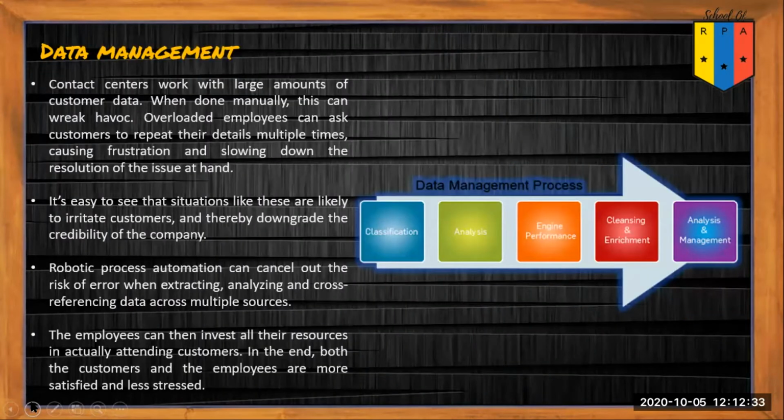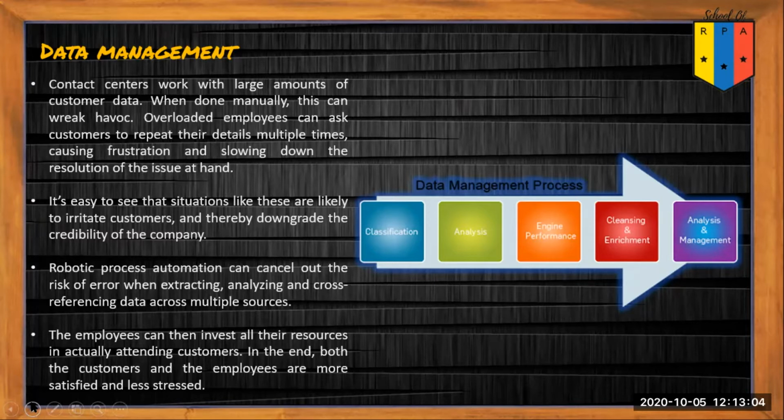So the first use case of RPA in contact centers is data management. Contact centers work with large amounts of customer data. When done manually, this can wreak havoc. Overloaded employees can ask customers to repeat their details multiple times, causing frustration and slowing down resolution of the issue at hand. Even worse, accidentally swapping data bits may result in customers receiving information totally unrelated to what they asked for.